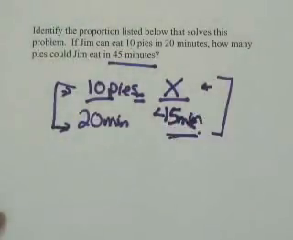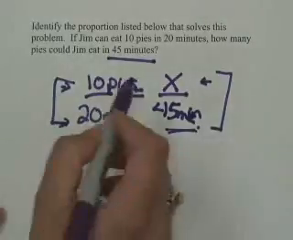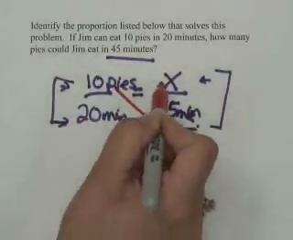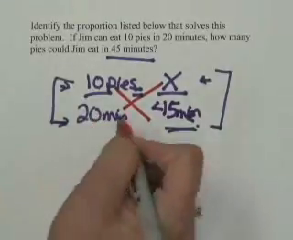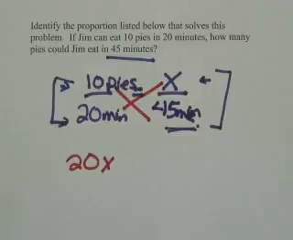So the way that you're going to solve this problem is to do cross multiplication. You're going to take 10 and multiply it with 45, and then you're going to take x and multiply it with 20. So 20 times x is simply 20x. 10 times 45, we'll write that out.